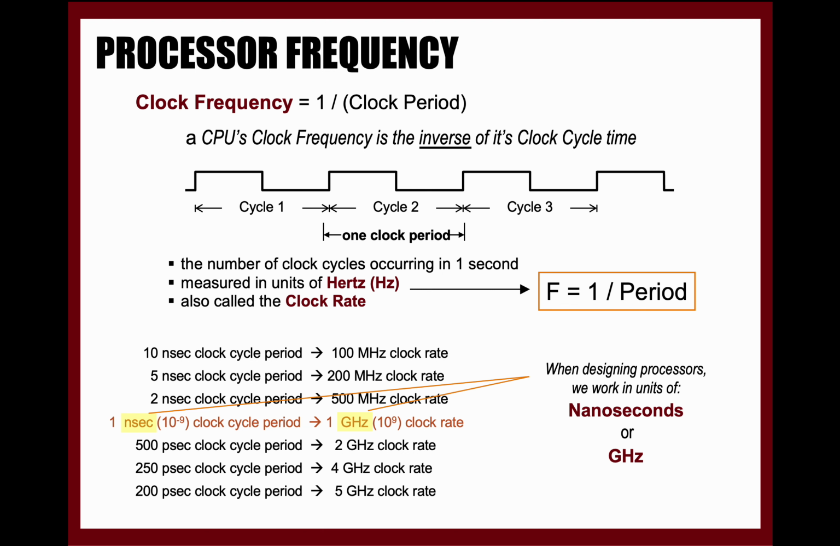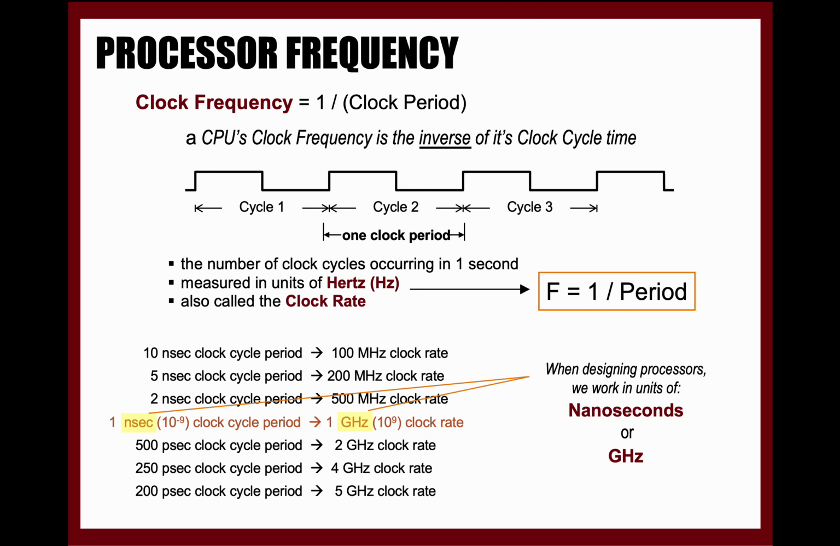We are going to talk about processor frequency. Clock frequency is a measure of how fast a CPU can execute instructions in a given second. Formally, it's defined as the inverse of the clock cycle time. In mathematical terms, you can represent it as 1 divided by the clock period. Now, you might wonder, what's a clock cycle? Visualize it as the rhythm or heartbeat of a CPU, like we mentioned earlier.